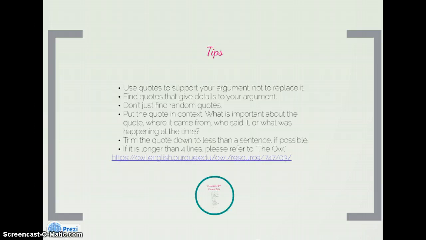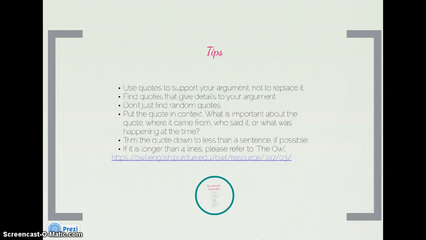Some tips when you are writing or integrating quotes. Use quotes to support your argument, not to replace it. Find quotes that give details to your argument. Don't just find random quotes, because then they don't make any sense. Put quotes in context. What's important about the quote, where it came from, who said it, what were the credentials of the person who said it, what's important about what was happening at the time that this quote was used.